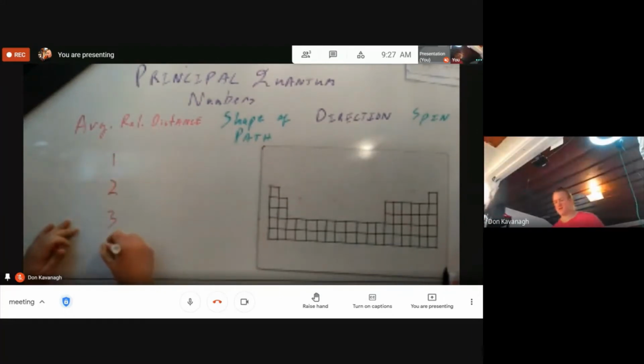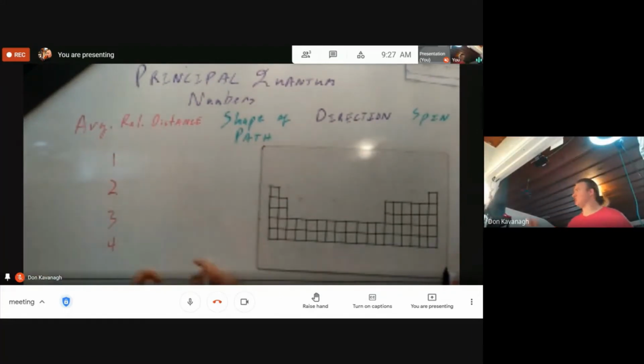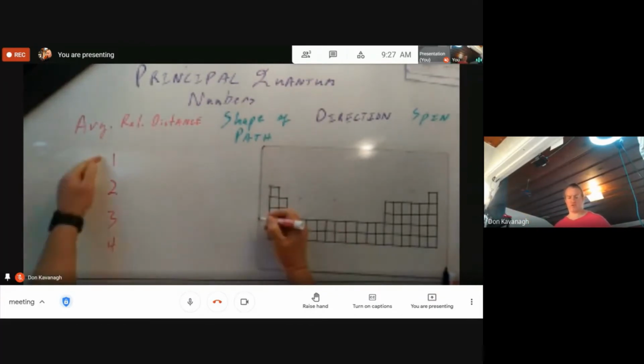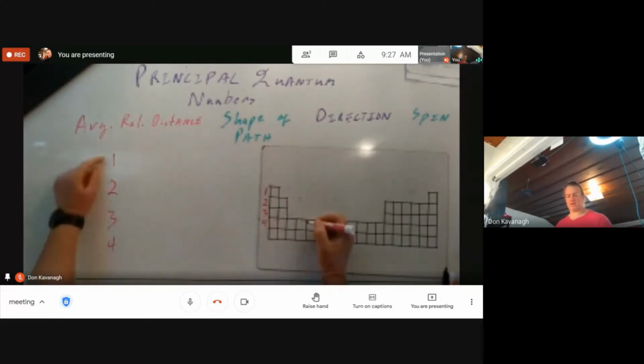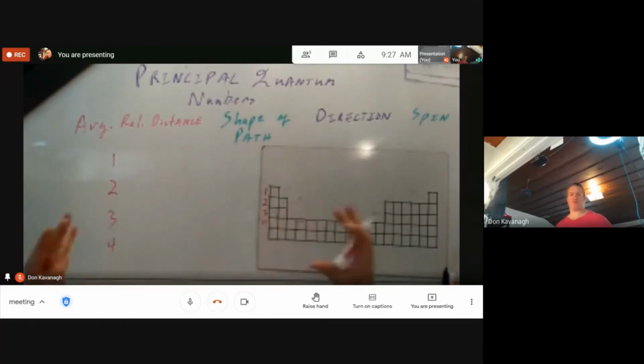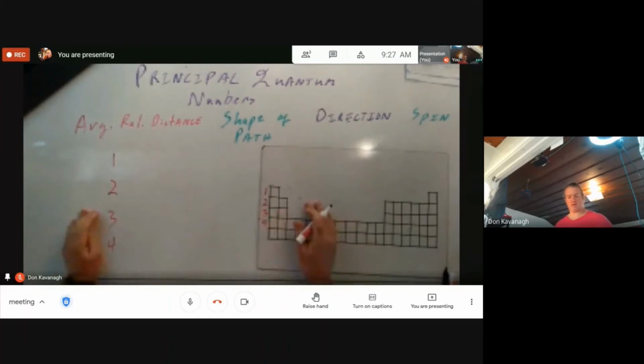Now, for the sake of Gen Chem, those principal quantum numbers relate to the average relative distance the electron is from the nucleus. So an electron that is in the first quantum shell or the second quantum shell or the third, it's getting farther away from the nucleus, the higher the first principal quantum number gets here. And this describes the average relative distance.